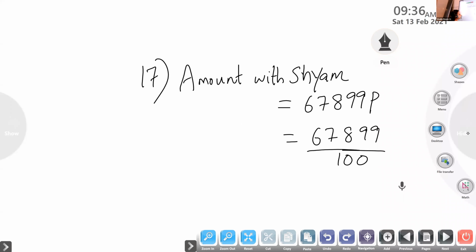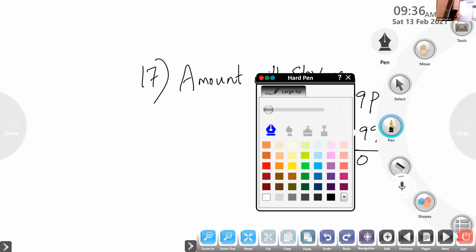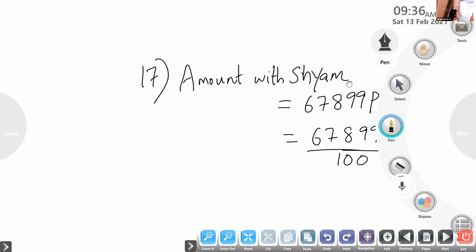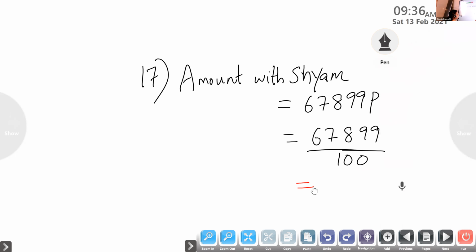So how many rupees does he have with him? 6, 7, 8, 899. Children, look at the number clearly. 678.99 rupees. So he has 678.99 rupees with him.